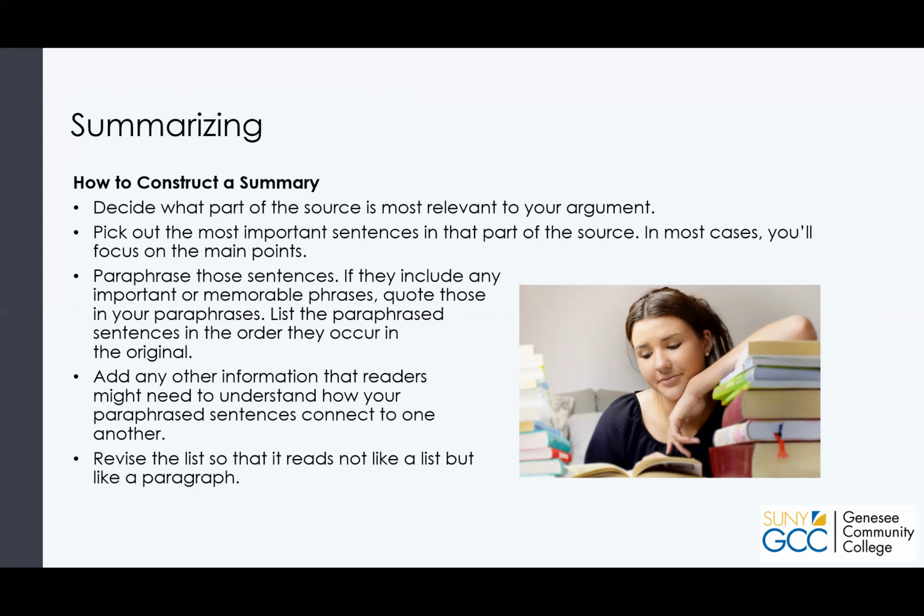List the paraphrase sentences in the order they occurred in the original text. They do not need to have occurred immediately one after the other, but keep the order the same as it was in the original text. Also, add any other information that readers might need to understand how paraphrase sentences connect to one another. So you can add in words and a little bit of explanatory commentary to link the ideas together in your summary. And revise a list so that it reads not like a list, but like a paragraph. Please do not just list out information.